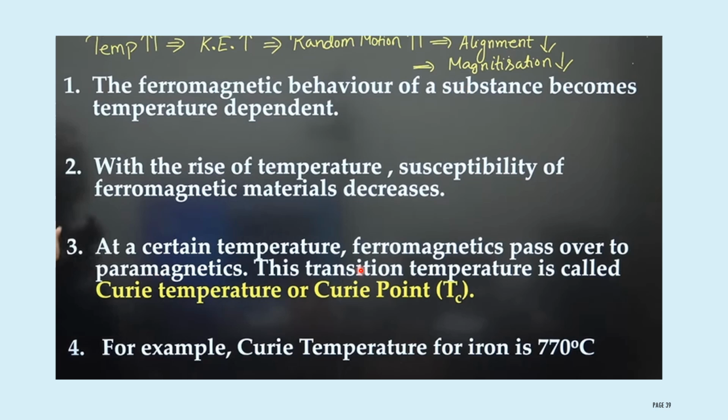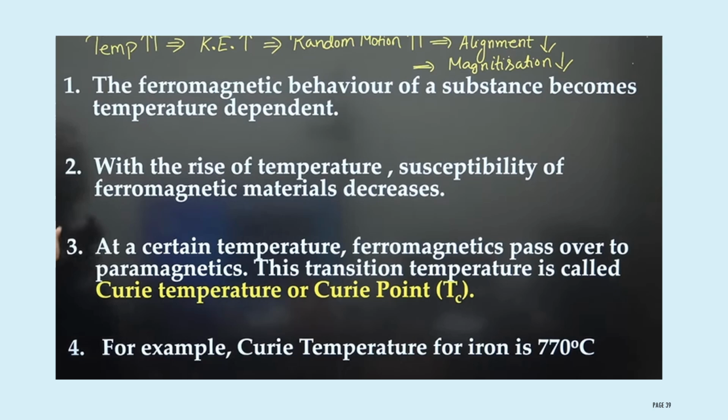At a certain temperature, ferromagnetic passes over to paramagnetic. This transition temperature is called Curie temperature or Curie point. If you increase the temperature, the atoms gain more kinetic energy, then the movement of the atoms will be more, then alignment will decrease, then magnetization will decrease. At that particular point, ferromagnetic material will be converted into paramagnetic material. That transition temperature we call the Curie temperature or Curie point. For example, Curie temperature for iron is 770 degrees centigrade.